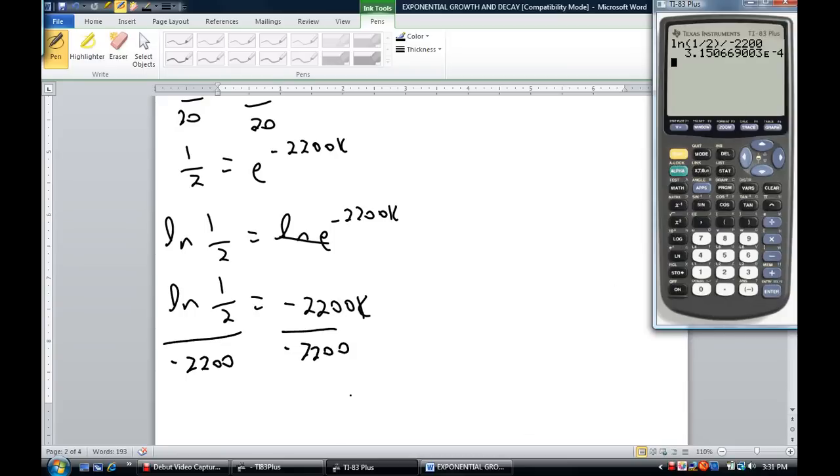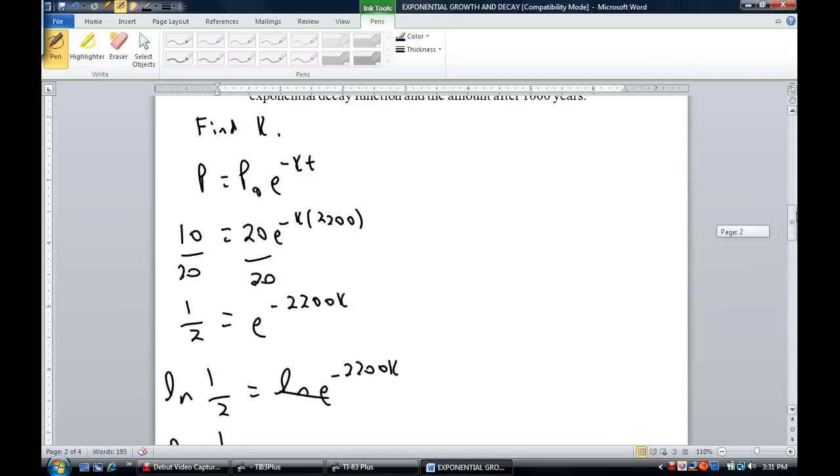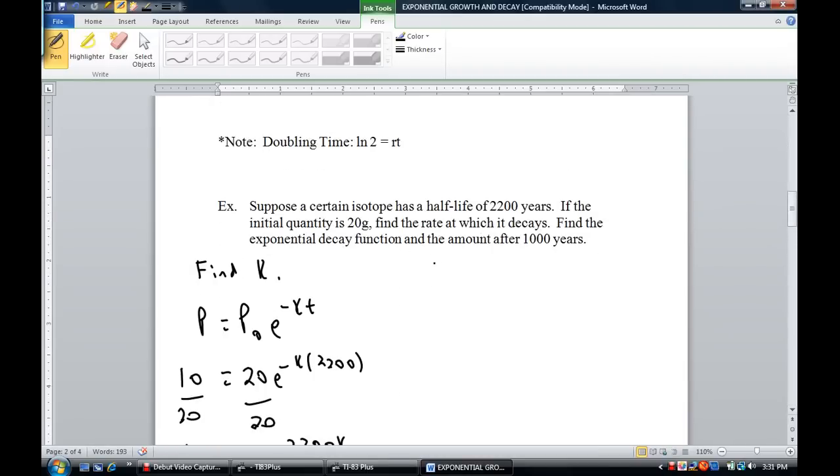Now, I'm going to show what that e means. It means you're going to take this decimal and move it 4 places to the left. So that's approximately 0.000315. The more decimals you use, the more accurate it's going to be. So that's what that means. e to negative 4 is scientific notation. Move it 4 places to the left. So that's our k.